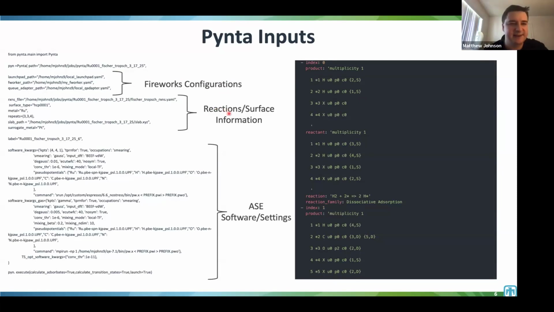and information about the reactions and surface. So nominally this file has the reactions in it, what the surface type is, the metal, repeats of the surface, the slab, and the surrogate, which in some cases you need for ACAT. And then also the ASE software and settings of interest that you want to run these calculations at. And then Pynta will execute this and launch this.